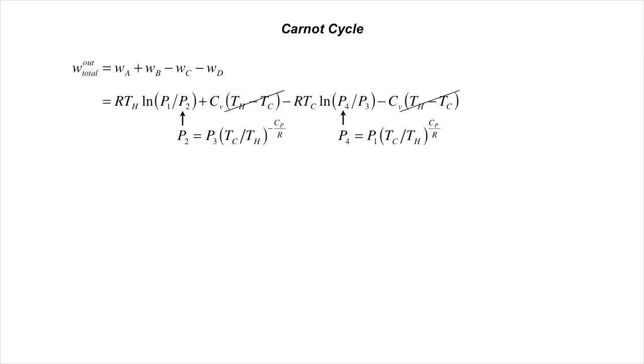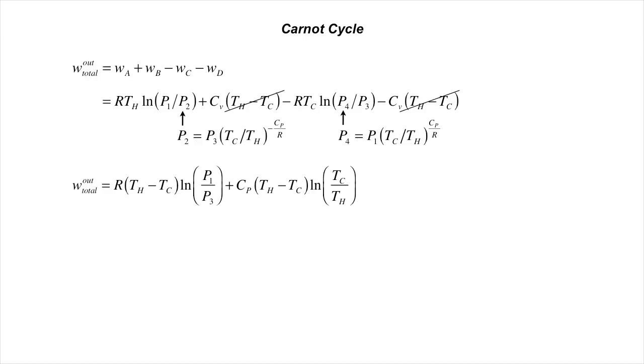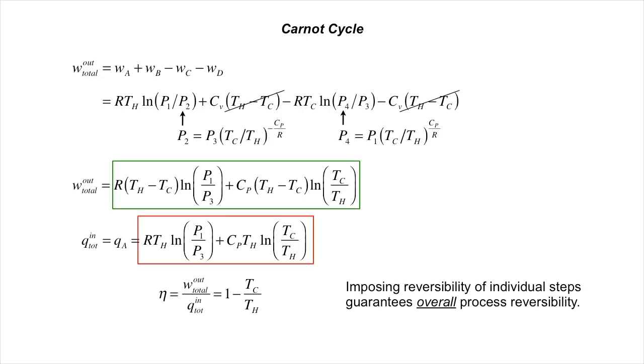Since B and D cancel, substituting P2 and P4 in terms of P1 and P3, we end up with the total work output shown here. Comparing to the net heat input in step A, we can see they differ by a simple ratio of TH minus TC divided by TH, which is the Carnot ratio. So there you have it, a specific process involving compression and expansion of an ideal gas that embodies the general principle we derived earlier. This also shows that by imposing reversibility of all steps within a process, we guarantee overall reversibility of the process as a whole.